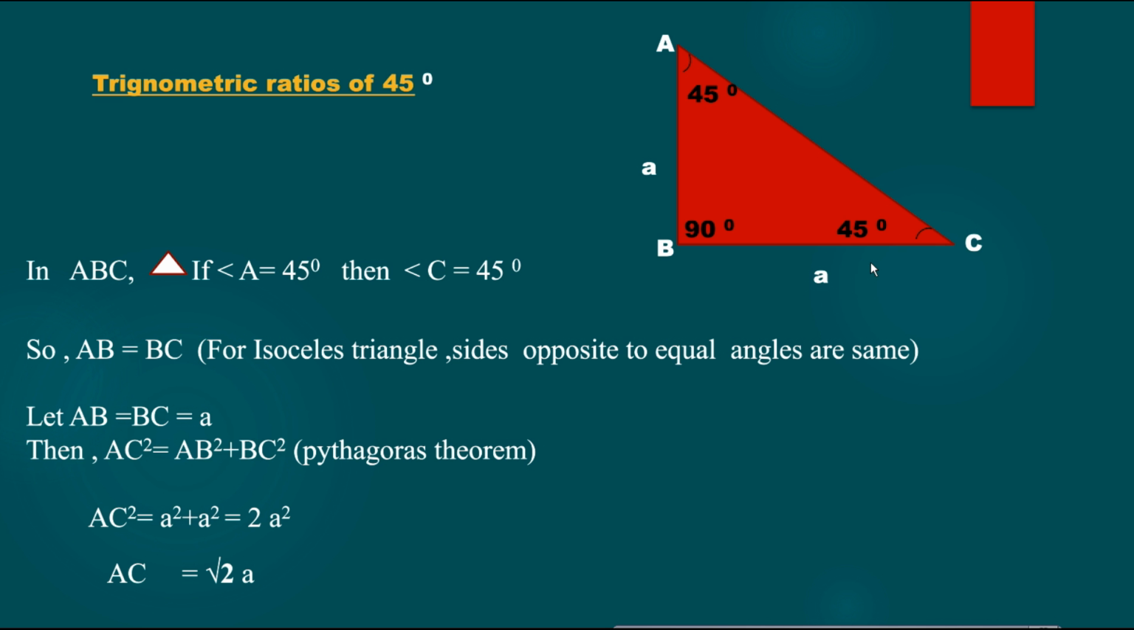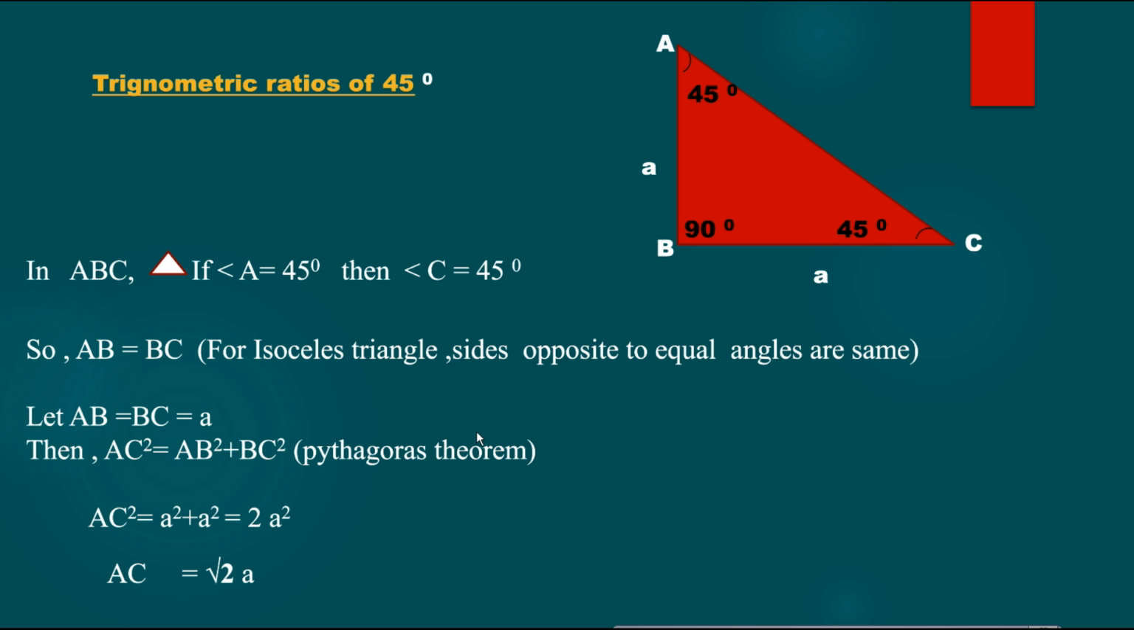Now take AB equal to a. Then BC is also a, because this is an isosceles triangle and these two sides are equal. So AB equal to BC equal to a. Now find out the hypotenuse using Pythagoras theorem. AC square equal to AB square plus BC square. AB is a, BC is a. So AC square equal to a square plus a square, equal to 2a square. AC equal to root 2 a.